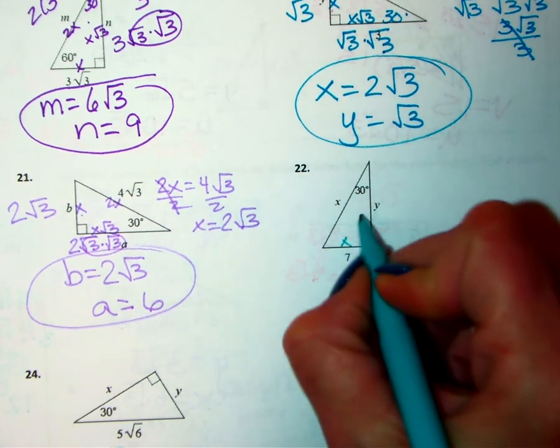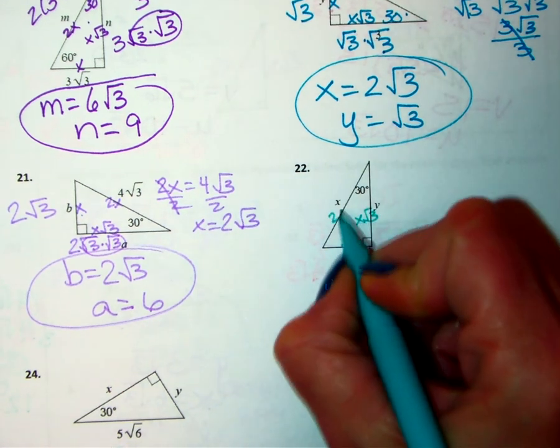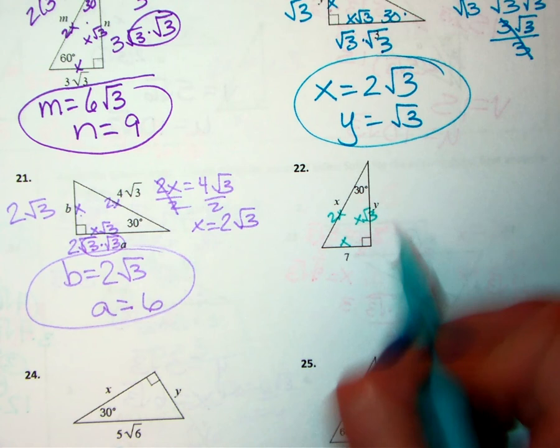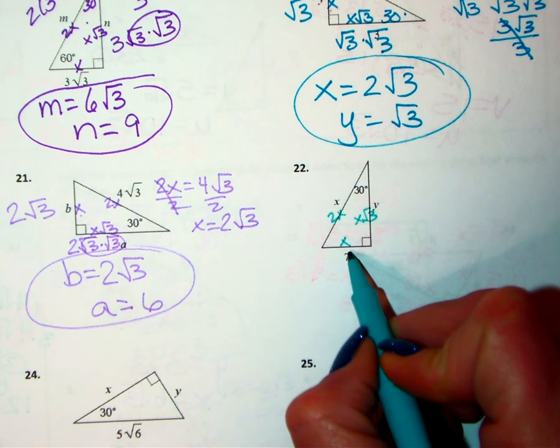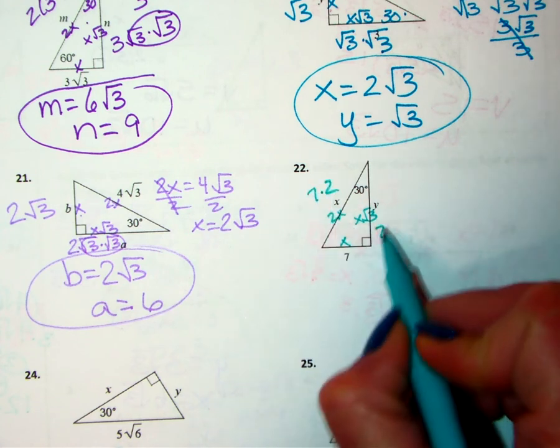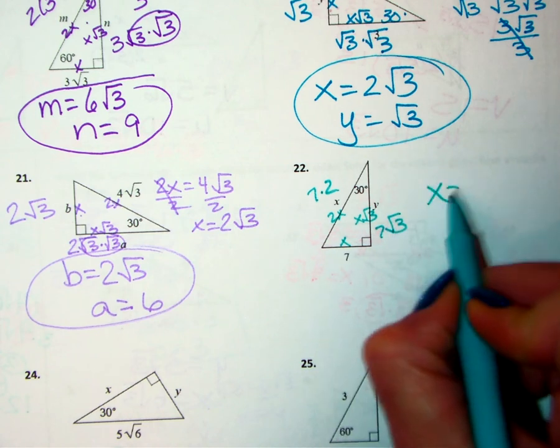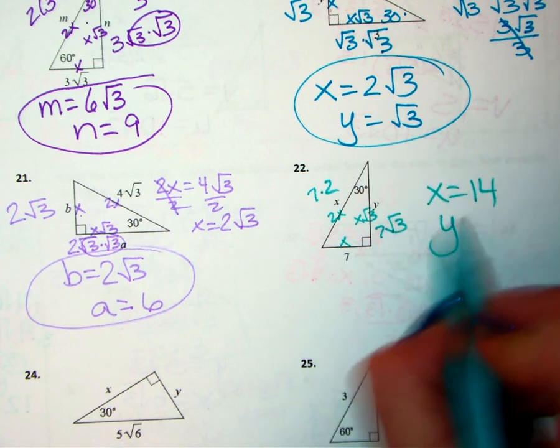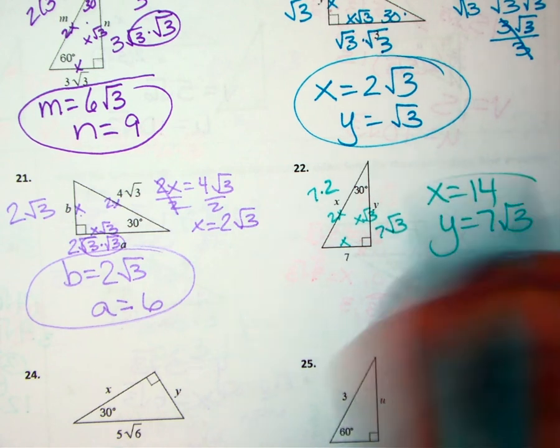Okay, so I've got x square root of 3, and 2x. So in this case, I know x is 7, which makes the problem even easier. So 7 times 2, here it's 7 times square root of 3. So x is 14, y is just 7 square root of 3.